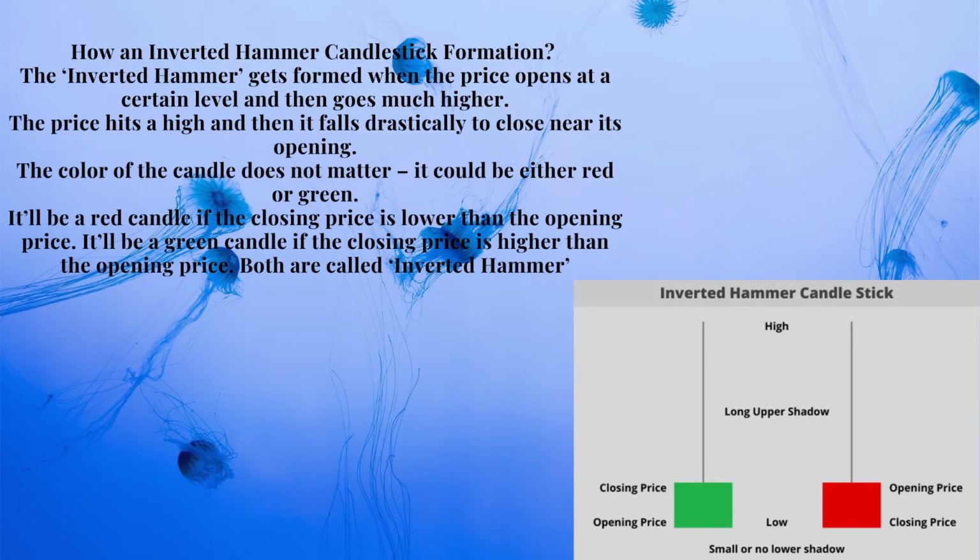How is an inverted hammer candlestick formed? The inverted hammer gets formed when the price opens at a critical level and then goes much higher. The price hits a high and then it falls drastically to close near its opening. The color of the candle does not matter. It could be either red or green. It will be a red candle if the closing price is lower than the opening price. It will be a green candle if the closing price is higher than the opening price. Both are called inverted hammer.